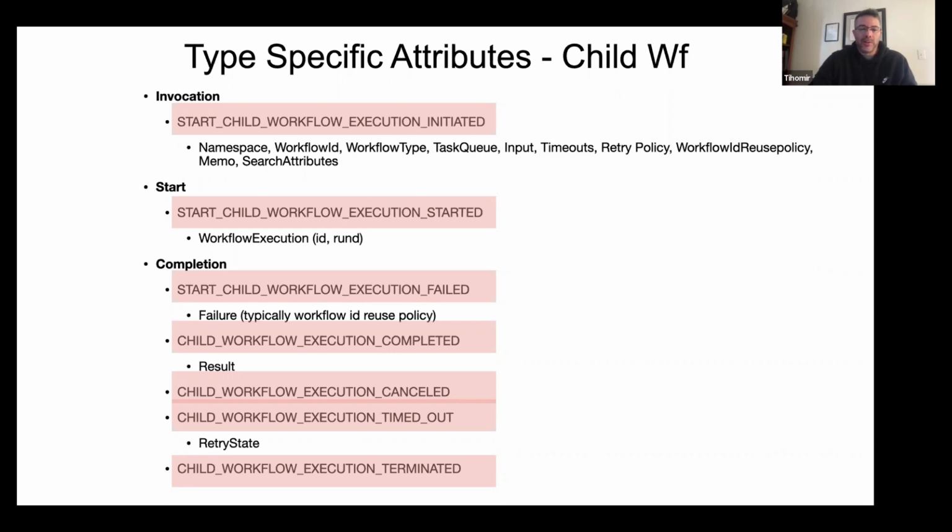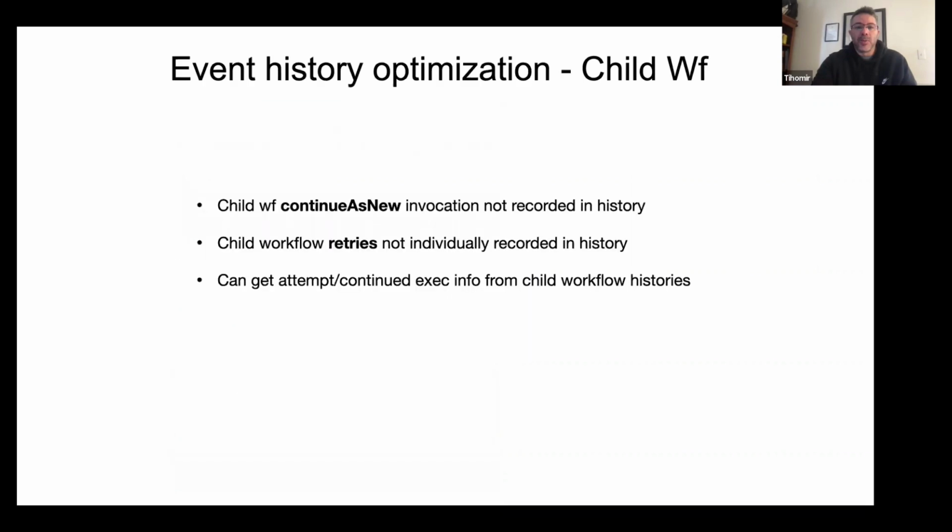So a child workflow invocation can complete successfully, it can fail where you can see the failures, it can time out and things like that, or it can be terminated as well. Now, the event history optimization for child workflows is that when a parent invokes a child workflow, this child workflow can retry or can call continue as new, but to the parent, it will just look at this as a single child workflow invocation or execution.